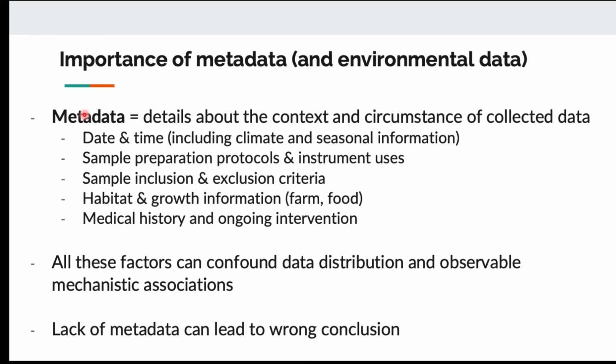So metadata is the details about how the data is collected. And that is important to control a lot of confounding factors. For example, if you want to study plants and insects, seasonal and climate information is very important because plant growth and insect growth depends a lot on the seasons. But if you are studying humans and animals, seasons might not matter much because we are almost the same all year round.